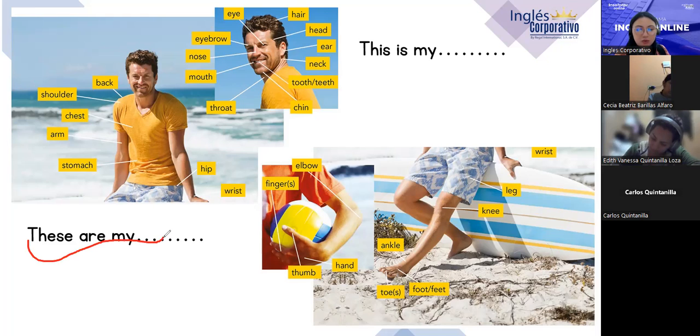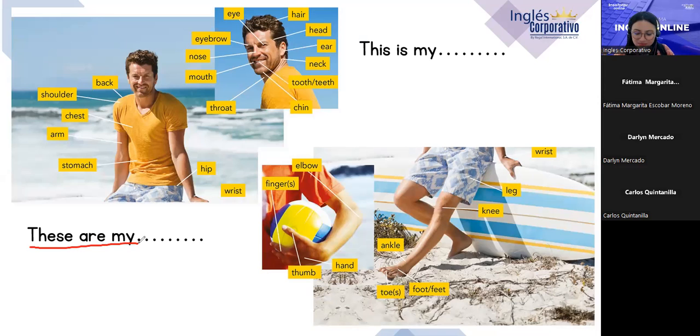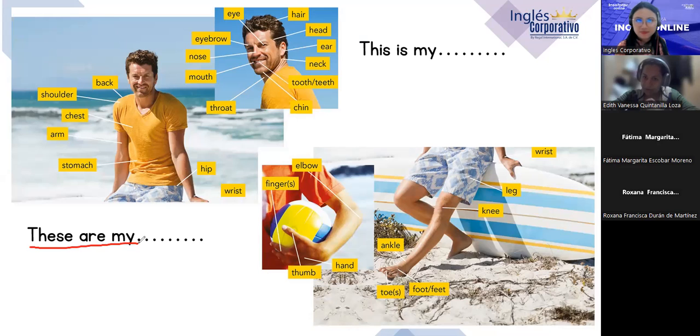These are my... Go, please. Give me examples. These are my fingers. Yes, these are my fingers. These are my shoulders. Shoulder, yes, the same. These are my feet. These are my eyebrows? Feet, eyebrows. These are my toes. These are my knees. Okay. These are my ankles. Yes, ankle. Knees. These are my feet. Feet, yes, it's plural.